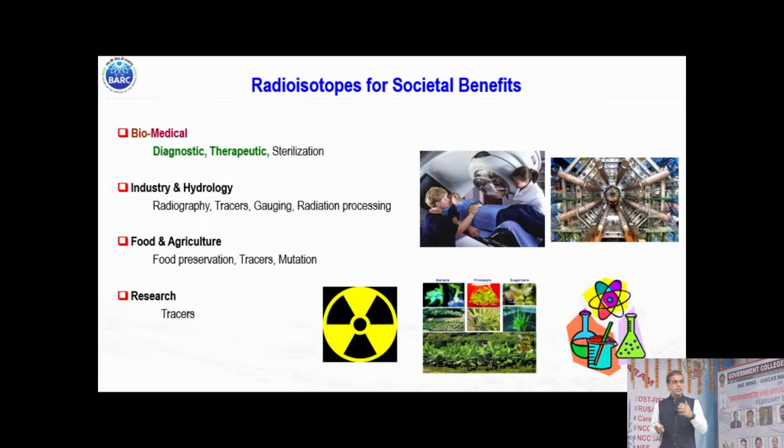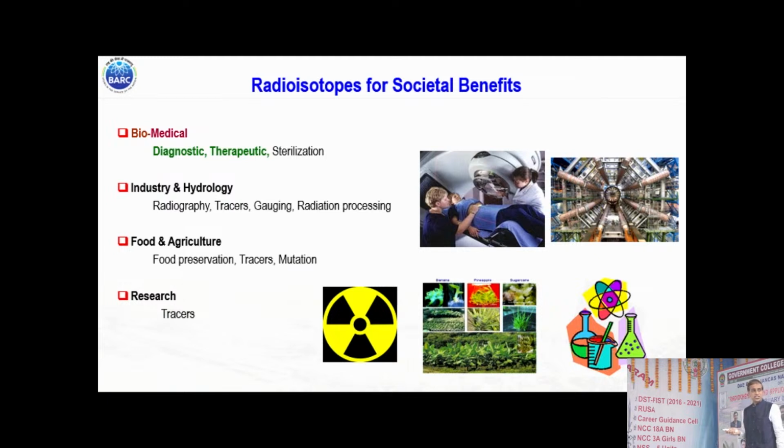So, these radioisotopes have a lot of uses for societal benefits. As you can see, I have tried to list here biomedical applications, that is, they are used for diagnosing problems in the human body, treatment of different types of diseases, and also for sterilization. Today I will cover this part, and sterilization tomorrow my colleague Dr. Atanu will cover, how radiation can be used for sterilization.